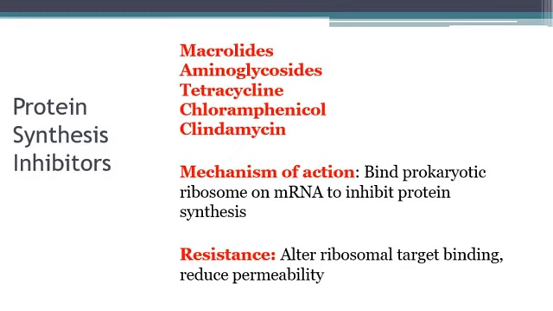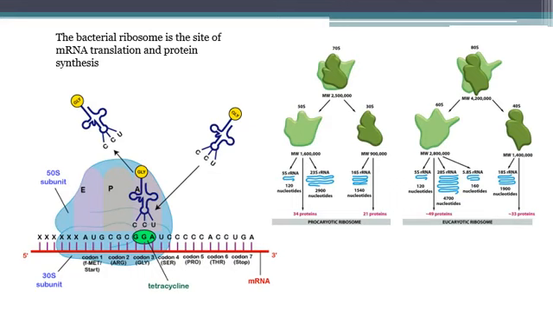All of these drugs are protein synthesis inhibitors, and what they do is they bind to the prokaryotic ribosome on the mRNA molecules, and they inhibit protein synthesis. In terms of resistance mechanisms, the bacteria can alter the ribosomal binding site, and that will reduce the permeability of these drugs at that site. And this is what this looks like.